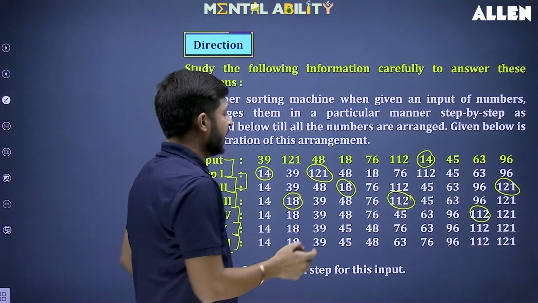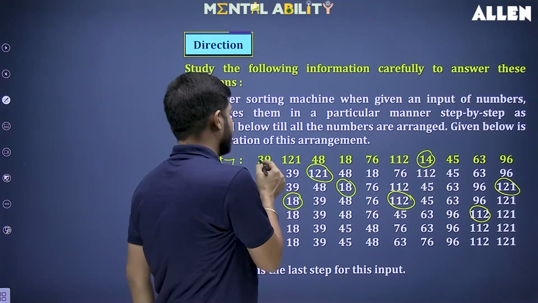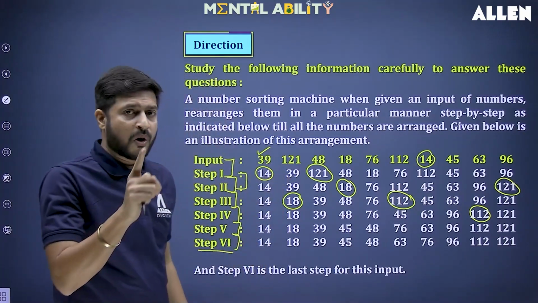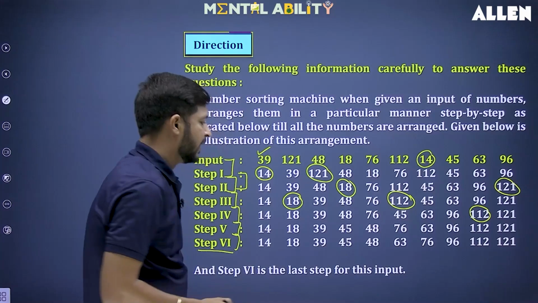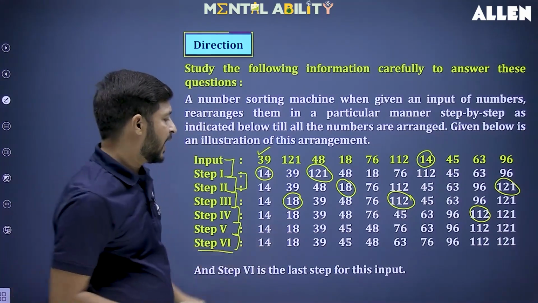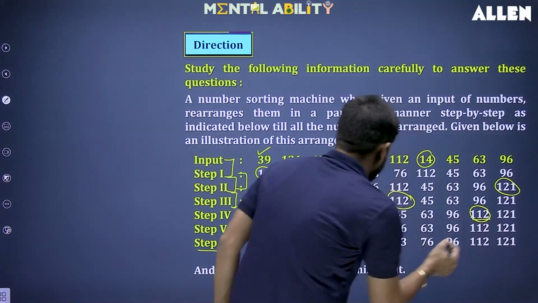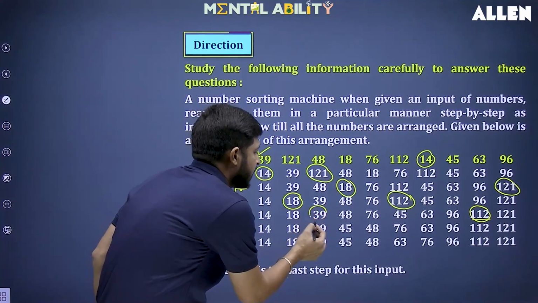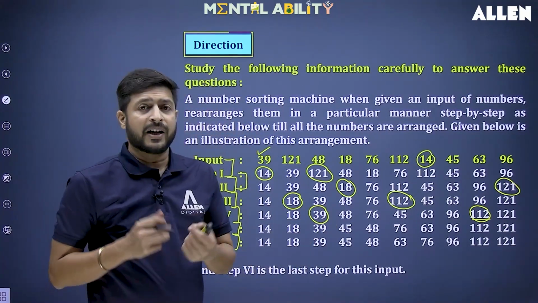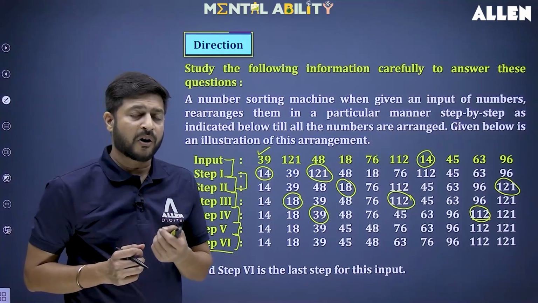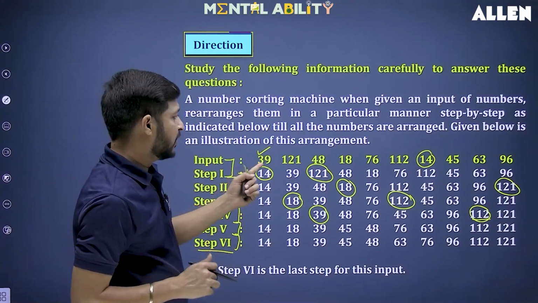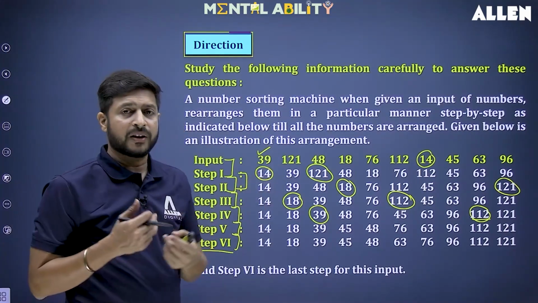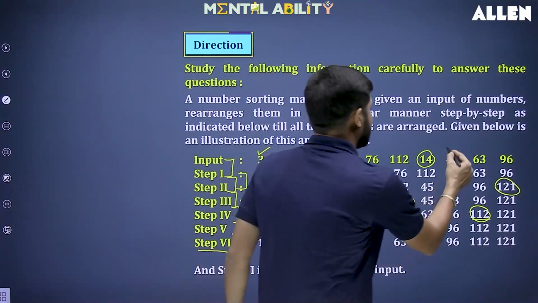So just greater than 18, the number among these numbers is basically 39. But if you observe step number 4, it is giving us this particular thing: when we have arranged 112, 39 was already present over here, right? So we haven't arranged that particular step, or basically we haven't counted that particular step. After 39, the greater number among the given numbers is 45.